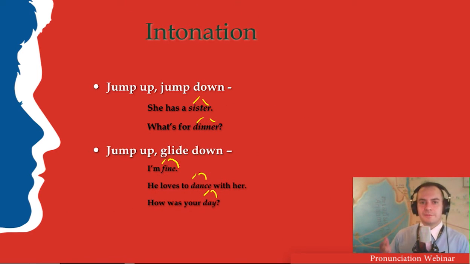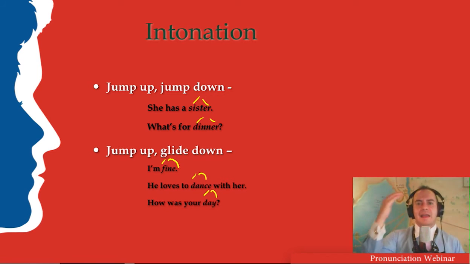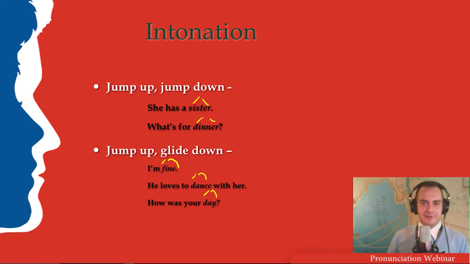There are 2 types of intonation that we use to stress the content words. The first is jump up, jump down. She has a sister. What's for dinner? The second is jump up, glide down. I'm fine. He loves to dance with her.